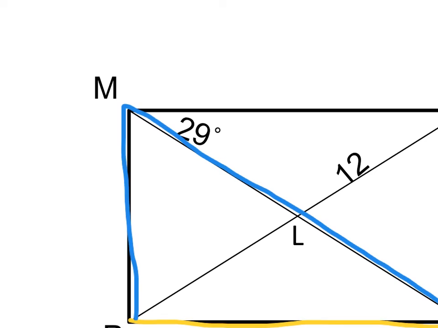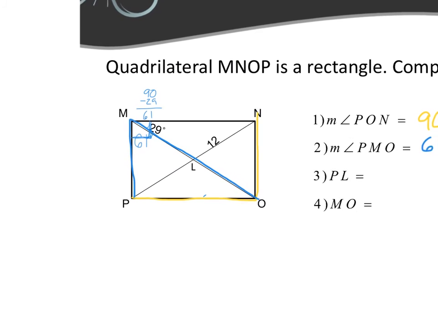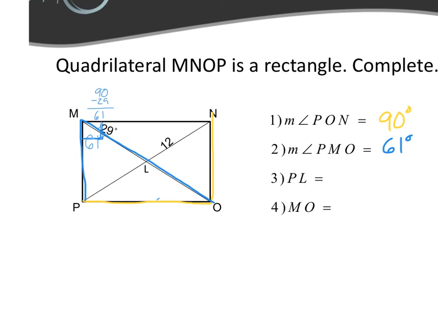Okay, so we know that this angle is 90. So we subtract 90 minus 29, and we get 61. So this angle here is 61. In a rectangle, remember, rectangles and rhombuses have different characteristics. So this isn't going to be the same as this one, so it's not 29. The whole angle is 90, so we do 90 minus 29. So we get 61 for PMO.